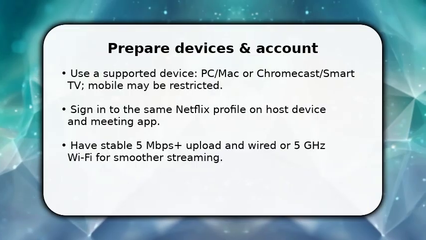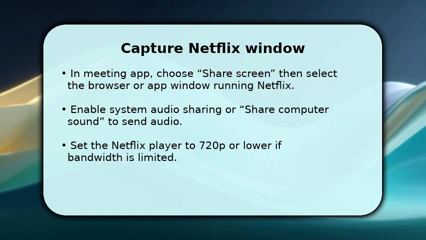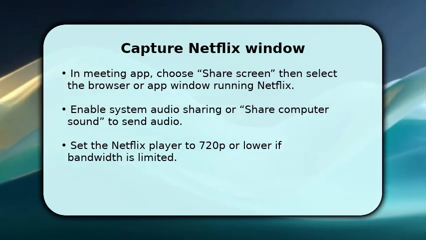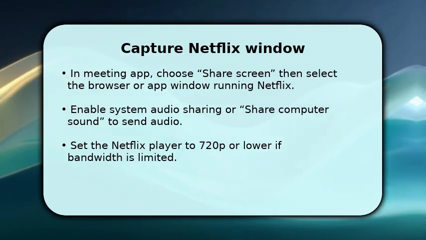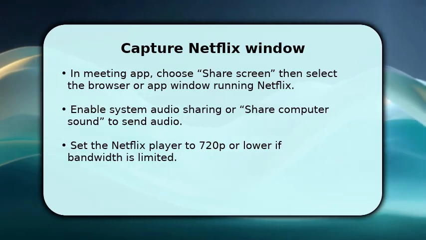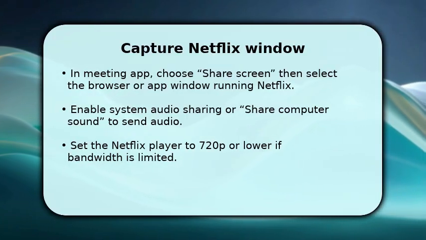Next, select the Netflix player window as your shared source. Don't share the entire screen unless necessary. In the meeting controls, enable system audio or share computer sound. Netflix's audio won't transmit without that. If the meeting app offers hardware acceleration, enable it. If you get a black screen, disable acceleration and restart the browser.